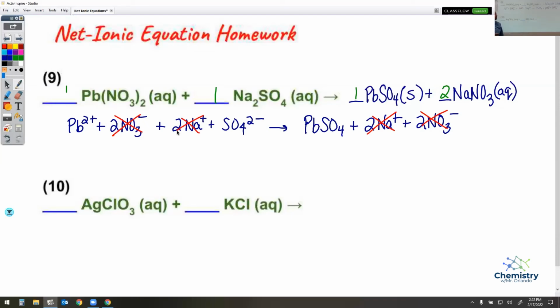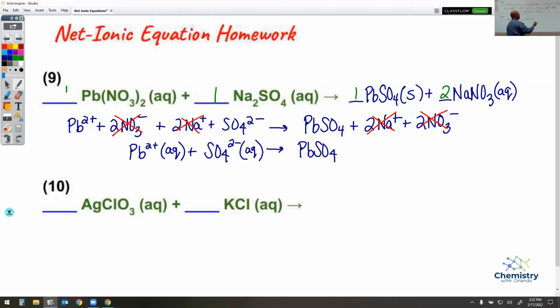Those will be gone. So our final and net ionic equation is lead 2 plus, which is aqueous, combines with sulfate ion, which is also aqueous, producing lead 2 sulfate, which is our solid product. Notice 2 plus, 2 minus, 0 charge total on the left, 0 charge total on the right, 1 lead, 1 lead, 1 sulfate, 1 sulfate.